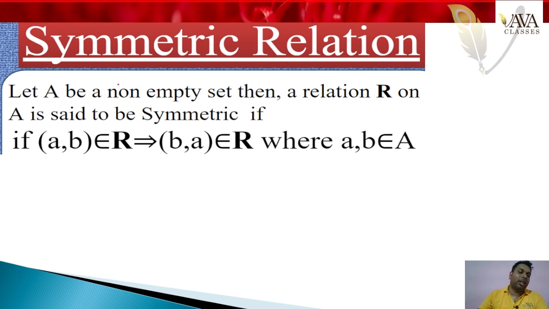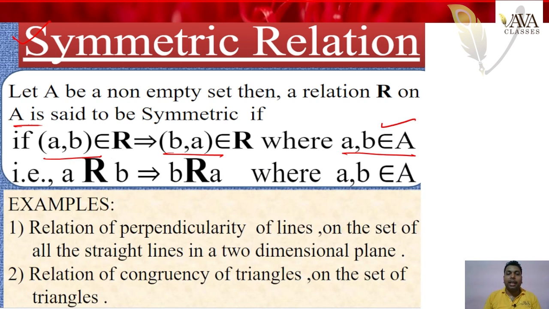Now symmetric relation. We should understand all the basic things very neatly, then we'll go for the questions. Let A be a non-empty set. Then a relation R on A is said to be symmetric if (a, b) belongs to R implies (b, a) belongs to R, where a, b belong to A. That is, a related to b implies b related to a, for every a, b belonging to A. Then we say the relation is symmetric.